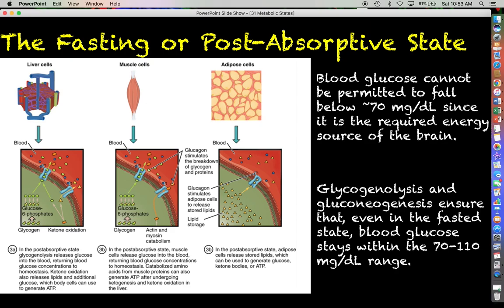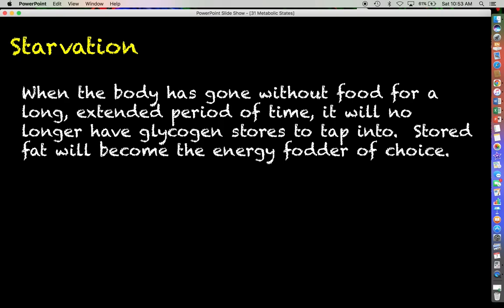So we are going to use glycogenolysis, which is the breakdown of glycogen, and then also gluconeogenesis to make sure that even in the fasted state, blood glucose stays within that 70 to 110 milligram per deciliter range. You don't want your blood glucose to fall outside that normal range. You don't want it to fall too low, because then that's going to mean that your brain is not getting enough energy, and you don't want it to get too high for reasons that we'll talk about another time.